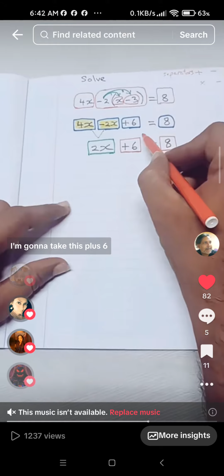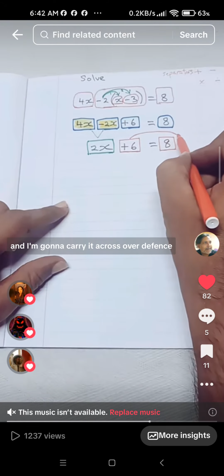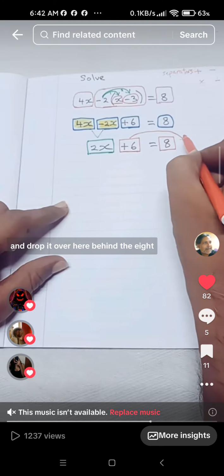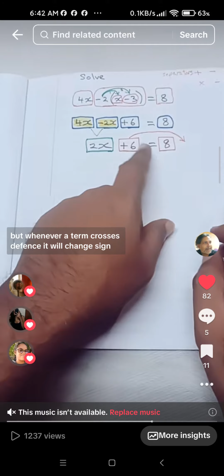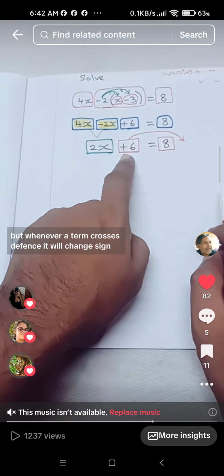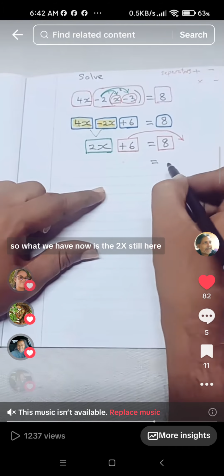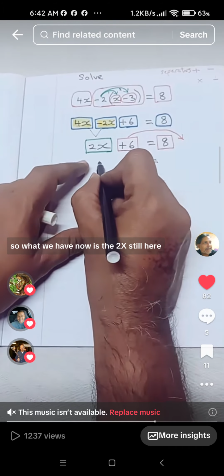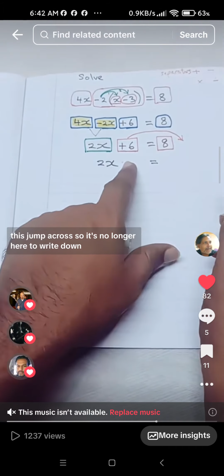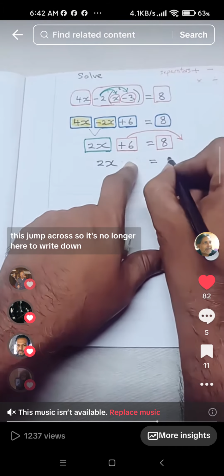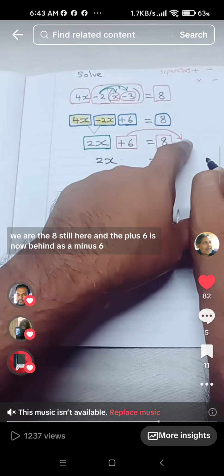I'm going to take this plus 6 and carry it across over the fence and drop it over here behind the 8. But whenever a term crosses the fence, it will change sign. So what we have now is the 2x still here. This one jumped across, so it's no longer here to write down. We have the 8 still here, and the plus 6 is now behind as a minus 6.